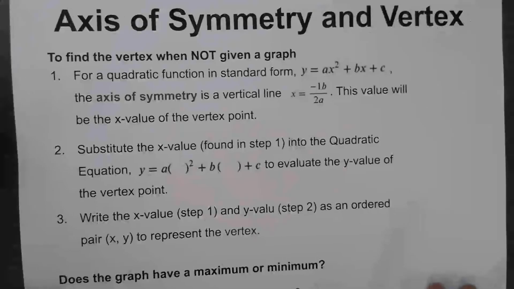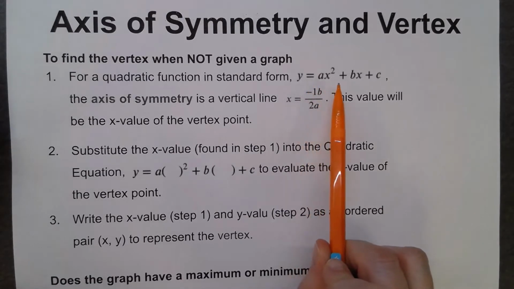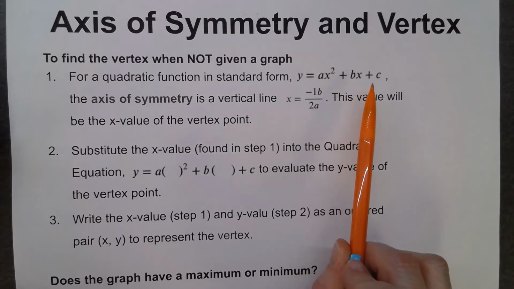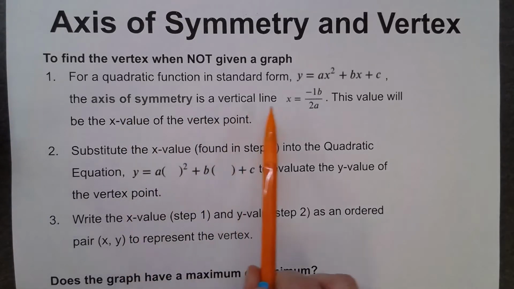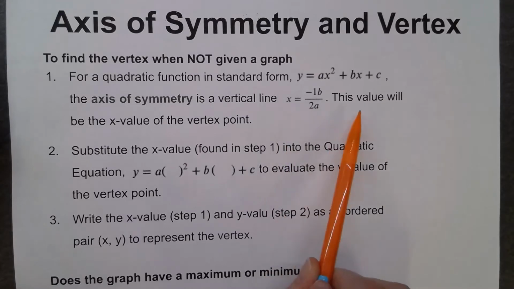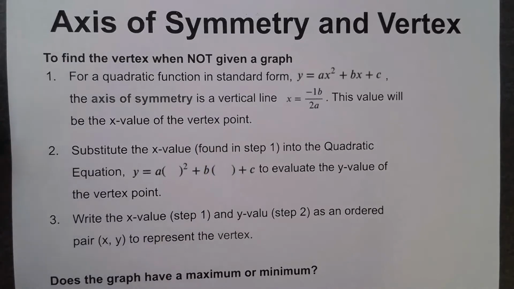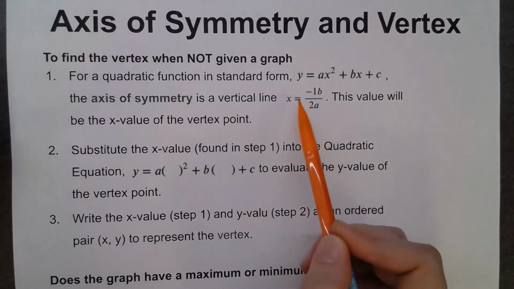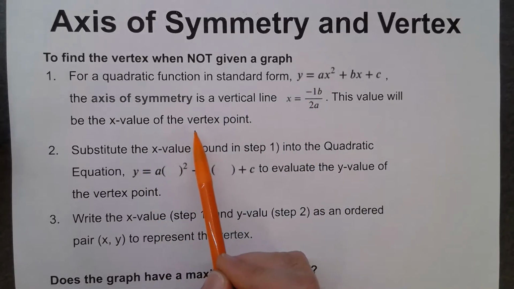So in order to find the vertex when not given a graph, this will only work for equations in standard form. So the y equals ax squared plus bx plus c. The axis of symmetry can be calculated with the formula negative b over 2a. And that value will be the x value of the vertex point. Since that axis of symmetry goes through the vertex, once you find that value of the axis of symmetry, it will be the x value of the vertex point.